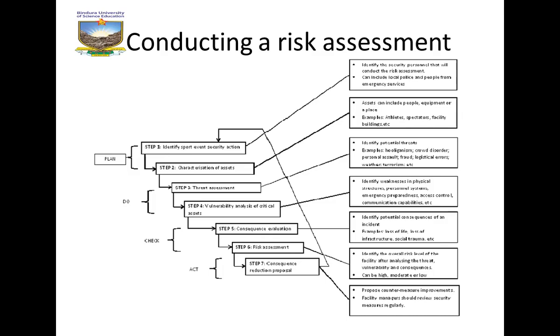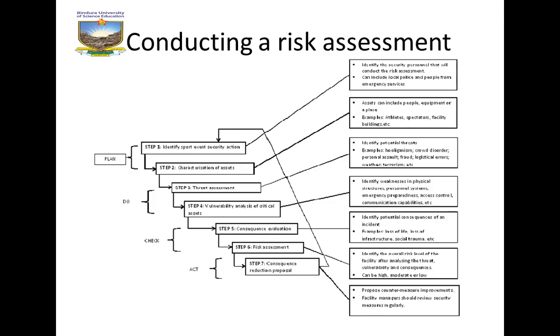And then the next step, step number 5, is the consequence evaluation, where you identify the potential consequences in the event that the threats that you've identified in step number 3 penetrate through your vulnerabilities and happen. All right, so what could be the consequences of these threats happening? For example, in the case of crowd disorder or assault, you might have loss of life, you might have social trauma, you might have infrastructural damage, which leads to a lot of financial issues, legal issues, and so on. So those are the consequences that we're looking at.